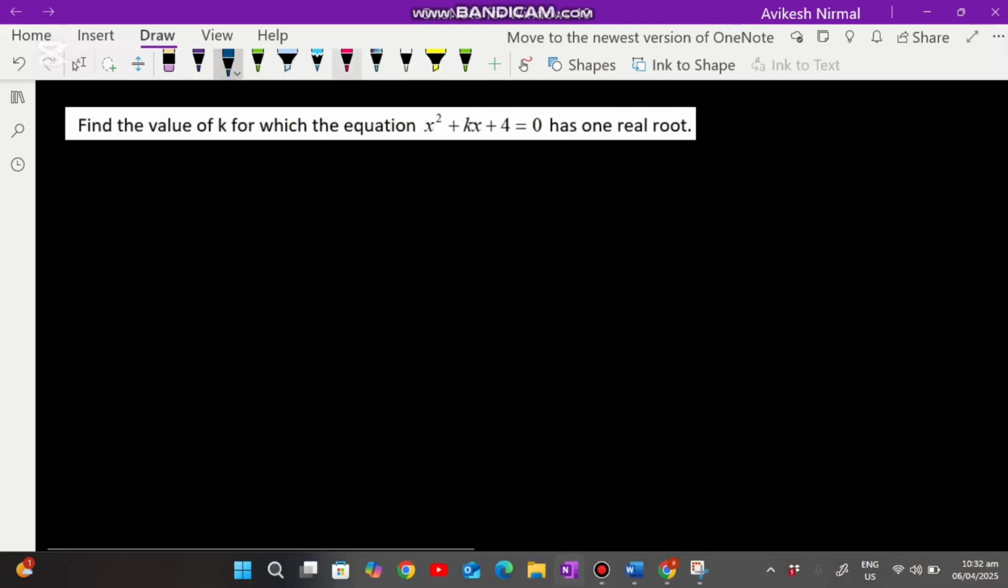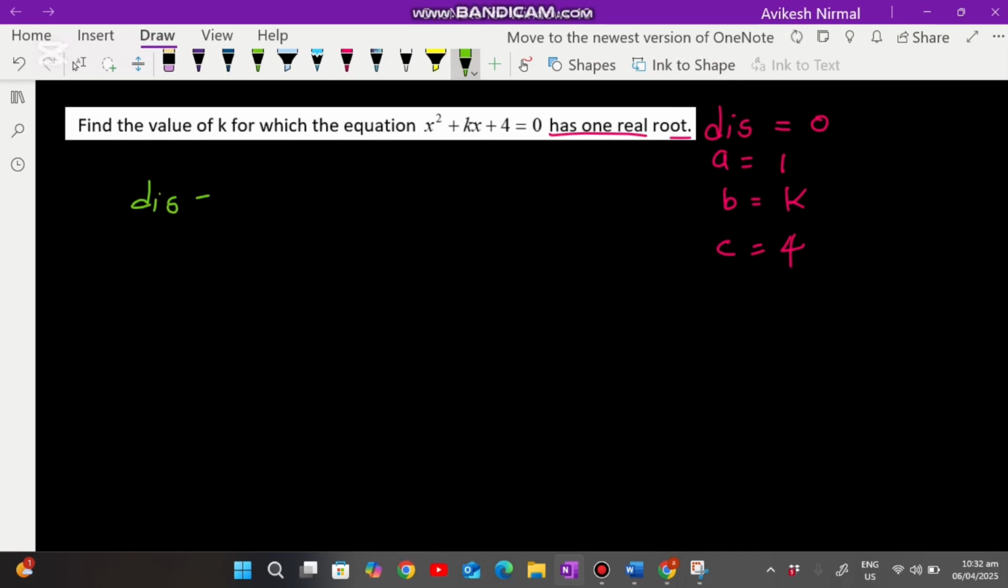Let us do one more example, and then I'll give you some activities you can try out on your own. So here once again, let's look at this. It has only one real root, so this means the discriminant is equal to 0. Let's identify all our known values. A is equal to 1, B is equal to k, C is equal to positive 4. So the discriminant is equal to b squared minus 4ac. Discriminant is equal to 0. Sub in the values. B is k squared, minus 4, a is 1, c is 4.